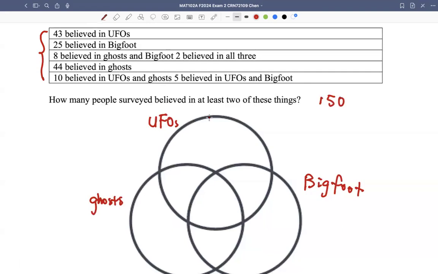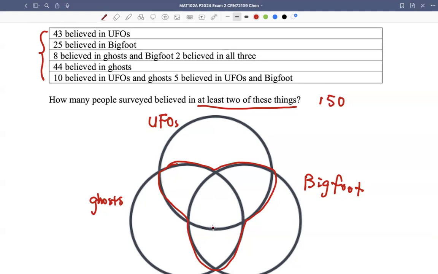And the question asks, how many people surveyed believed in at least 2 of these things? Right, so if we remember, that's to look for the union of these 3 intersections, because those people believe in at least 2 things. They either believe in 2 or 3, right? The middle part is 3. So we want to fill those 1, 2, 3, 4 spots.